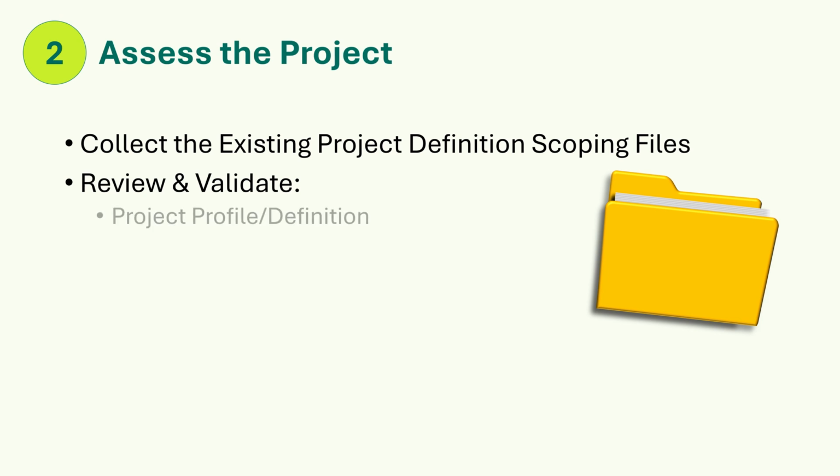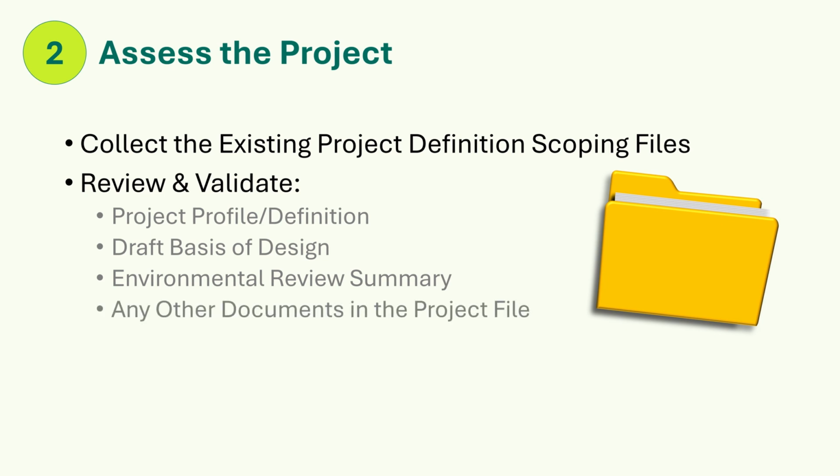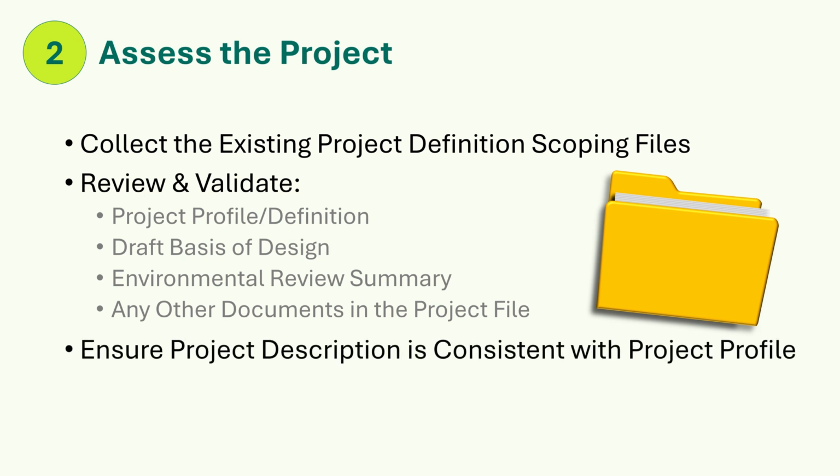Review and validate the project profile definition, draft basis of design, environmental review summary, and any other documents in the project file. Validate the project parameters such as the project limits, milepost to milepost, funding limits, authority levels, legal and regulatory requirements. For example, environmental regulations requiring fish window work. Make sure the project description is consistent with the project profile. Ask any clarifying questions of the engineers and planners that prepared the original project definition. The delivery method may have been preliminarily identified, but understand that this could change later in the design process.